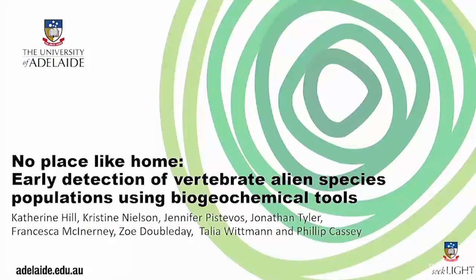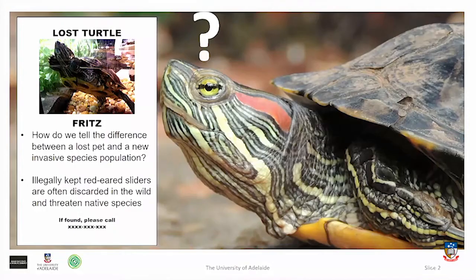Great, so a very different change of pace, and I'll be talking about how to prevent new invasive species, essentially. So, say we find a single alien animal in the wild, something like this red-eared slider turtle. Where did it come from? Is it just a lost, illegally kept pet like Fritz here, or is it just one of many in the area which are breeding and we have a new invasive species on our hands?